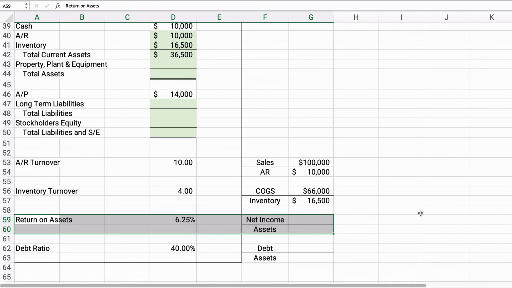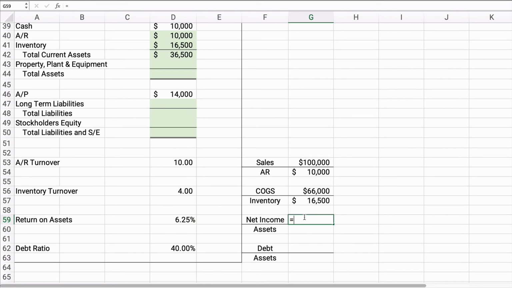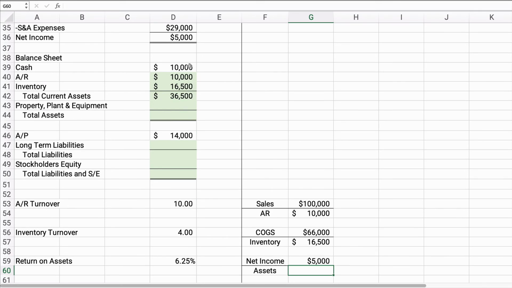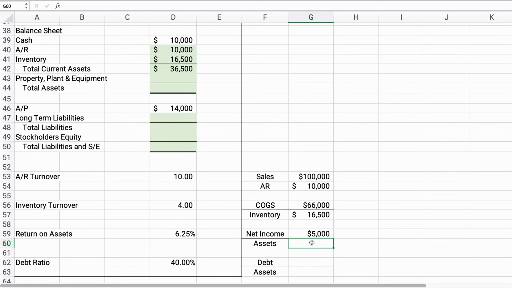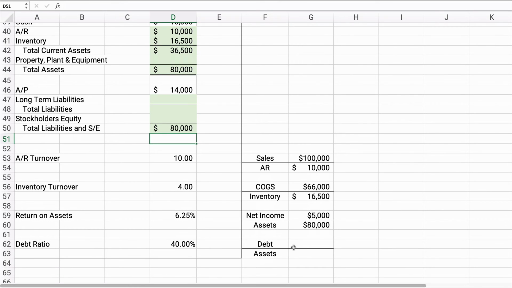So let's keep going and see what we can figure out. Return on assets is 6.25%. We know net income is 5,000. We know then our assets would be 5,000 divided by 0.0625, right? So that means our assets must total 80,000. So here we know our assets are 80,000. Now here's where people get tripped up. They forget the balance sheet has to balance, right? And so you can complete this side, but then you think, well, I'm stuck, right? Well, you're not stuck, because you know if assets are 80,000, liabilities and stockholders' equity has to be 80,000.